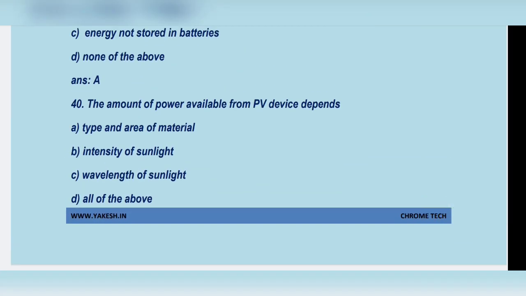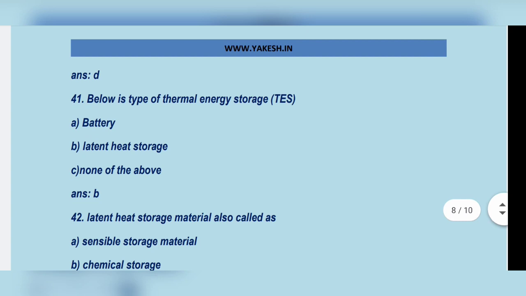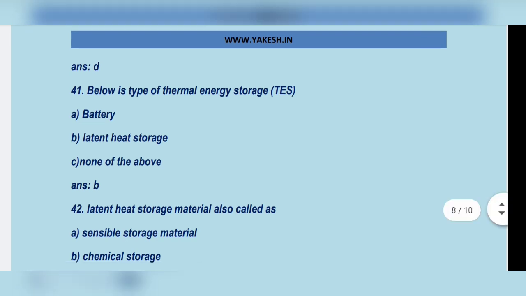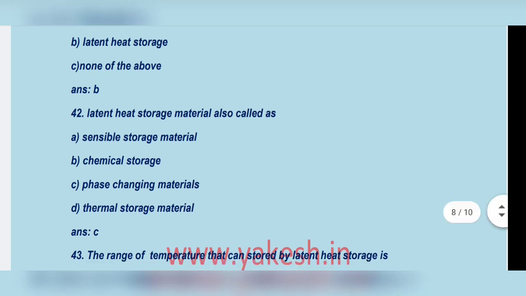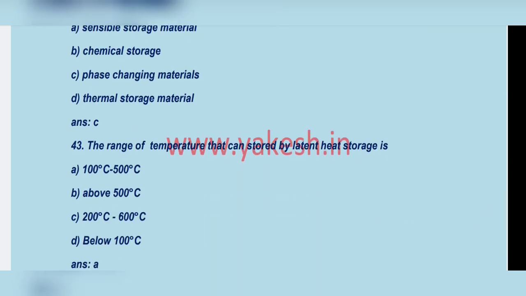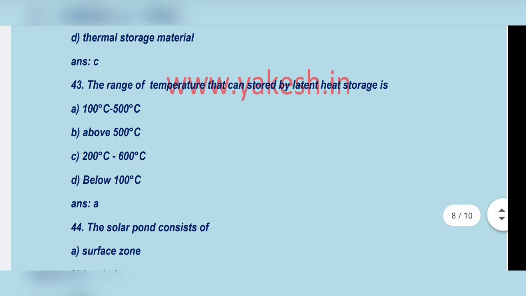Type and area of material, intensity of sunlight, wavelength of sunlight. Which is the type of thermal energy storage, TES? Option B, latent heat storage. Latent heat storage material is also called phase changing material. Option C. The range of temperature that can be stored by latent heat storage is 100 degree Celsius to 500 degree Celsius. Option A is the correct answer.